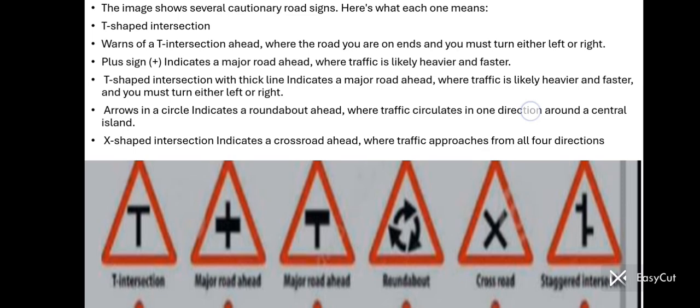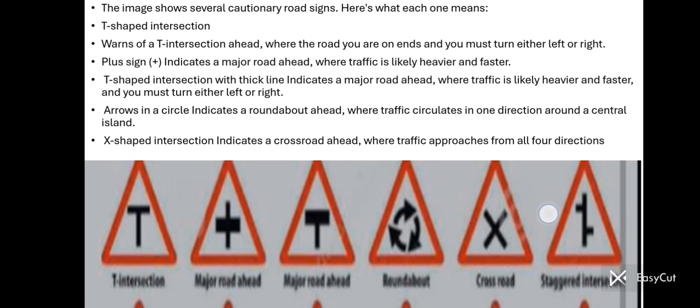Actually, the T intersection means this one is a major road. And the arrows in the circle indicate a roundabout ahead. It's called a roundabout, where traffic circulates in one direction around a central island. And the X shape right here is the last one, because the X shape intersection indicates a crossroad ahead where traffic approaches from all four directions. These are known as crossroads.